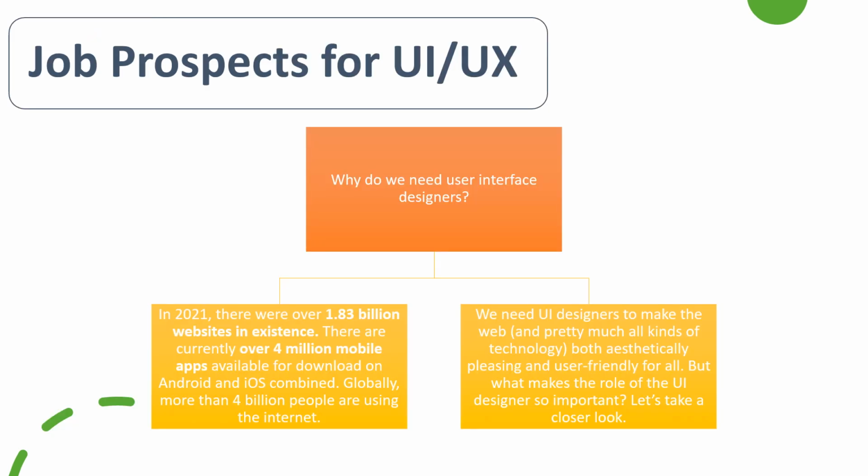So what are the prospects for UI UX designers, as I have written here. In 2021 there were about 1.83 billion websites in existence, and there are currently over 4 million mobile apps available for download on Android and iOS, and we are having more and more new devices coming in also from an industrial perspective. UI designers are needed to make the web more appealing, more aesthetically pleasing, and user friendly. So UI UX designers are quite important in the future, as more and more we see computers and software taking control. You see automated, self-driving cars, which are mostly controlled by computers. So you need UI designers there also.